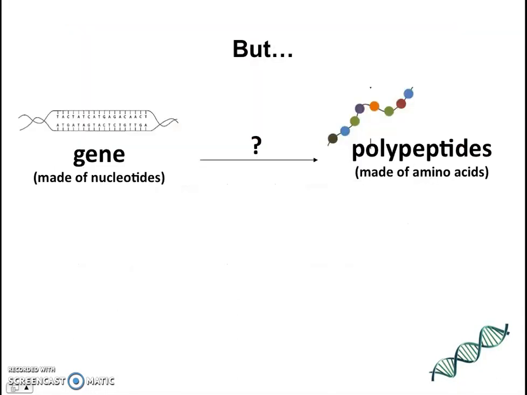So we know that the order of nucleotides helps to determine the order of amino acids. But how does that work? Well, we'll find out more in the next video.